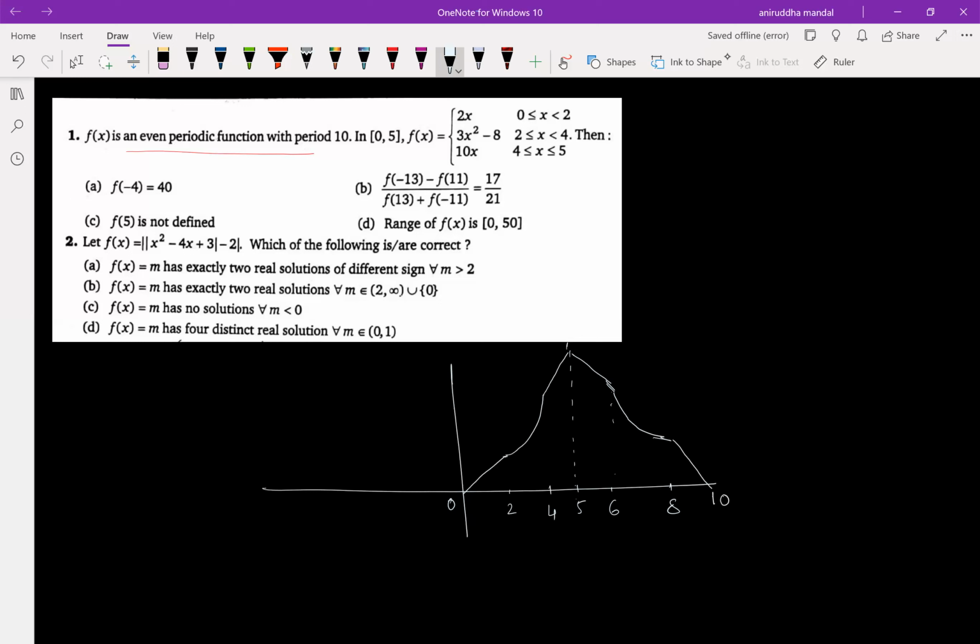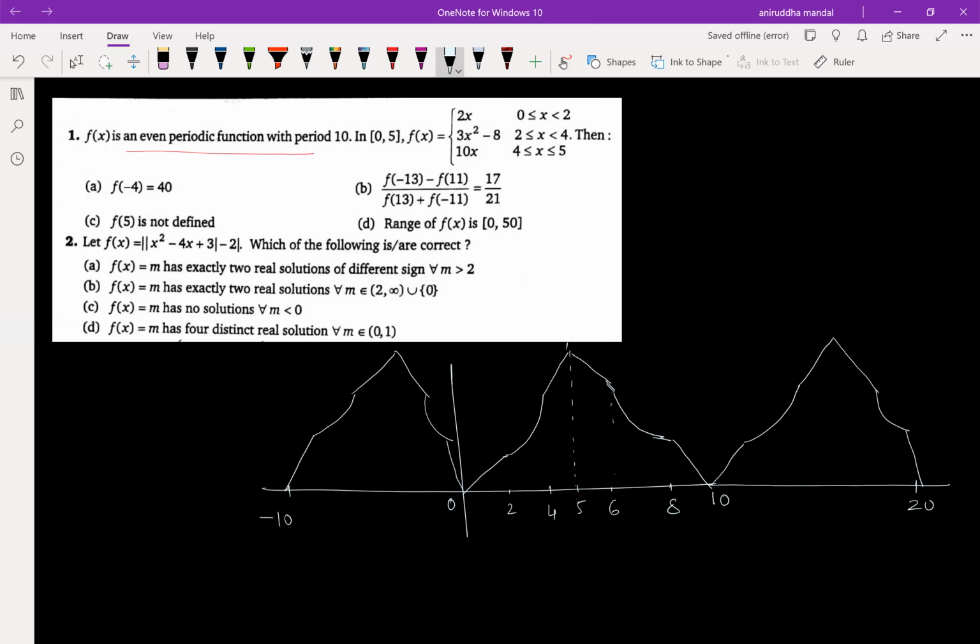And this graph is repeated from 10 to 20 and from minus 10 to 0, because its period is given as 10. So the graph will be the same as this, and so on. This graph will repeat itself. So now we have to check the options.